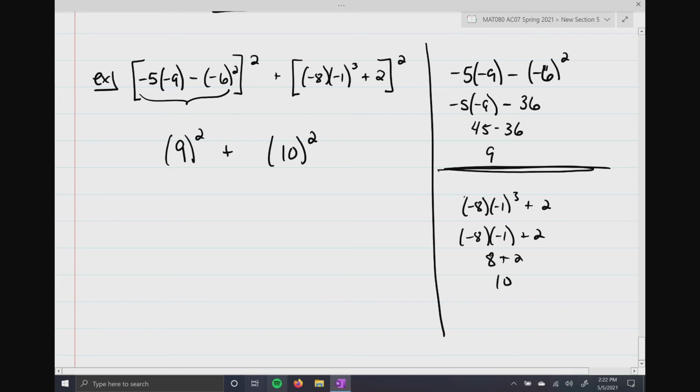So 9 to the second is 81, plus 10 to the second is 100. And 81 plus 100 is 181. All right. Are there any questions? All right. We'll just stop today.